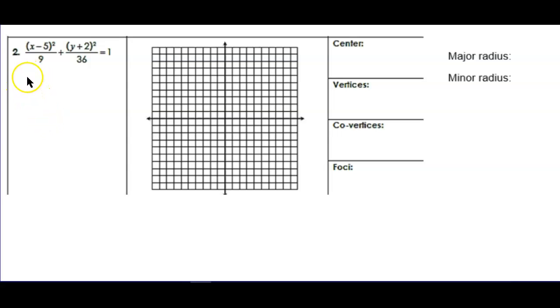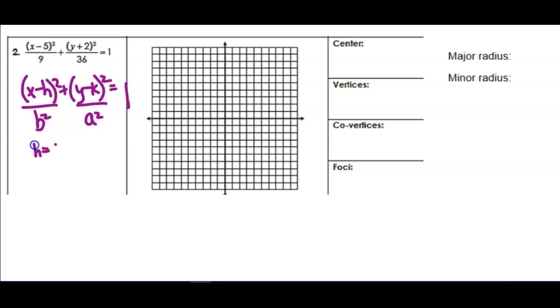Anyway, all right. This time, let me write underneath here. We have x minus h squared plus y minus k squared equals 1. But remember, the bigger one is the a. So the a squared is under the y. The smaller one is the b. The b squared is underneath the x. So h is 5. K is -2 because it's the opposite of this.